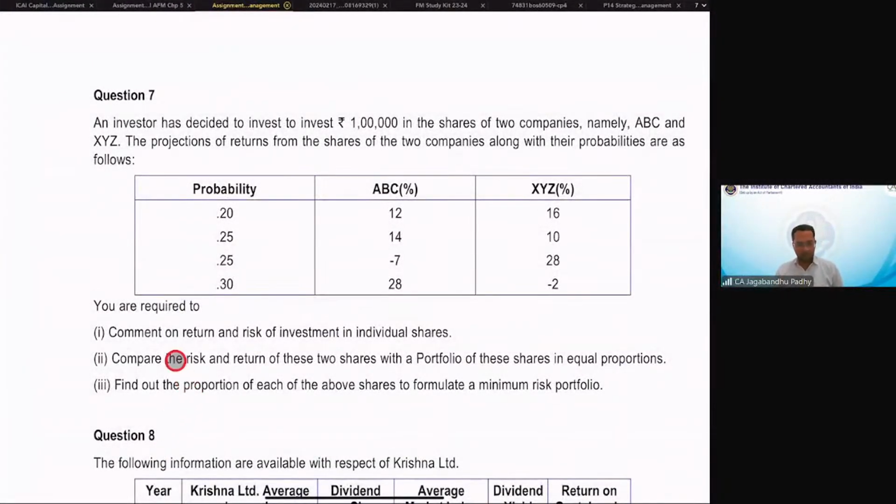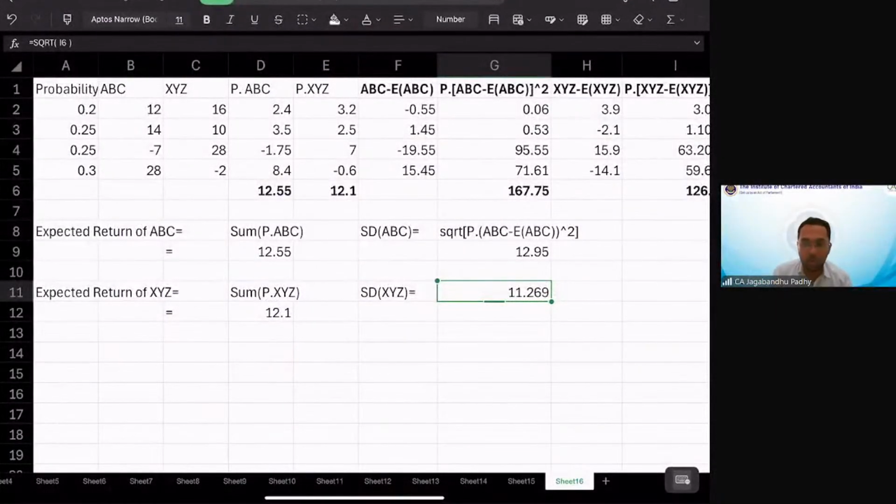Now, compare the risk and return of these two shares with the portfolio of these shares in equal proportion. So the risk and return of a portfolio. How do we calculate the portfolio return? Portfolio return will be simply the weighted average. But for portfolio risk, can I take a weighted average? To calculate the portfolio risk, can I simply take the weighted average of the standard deviations?